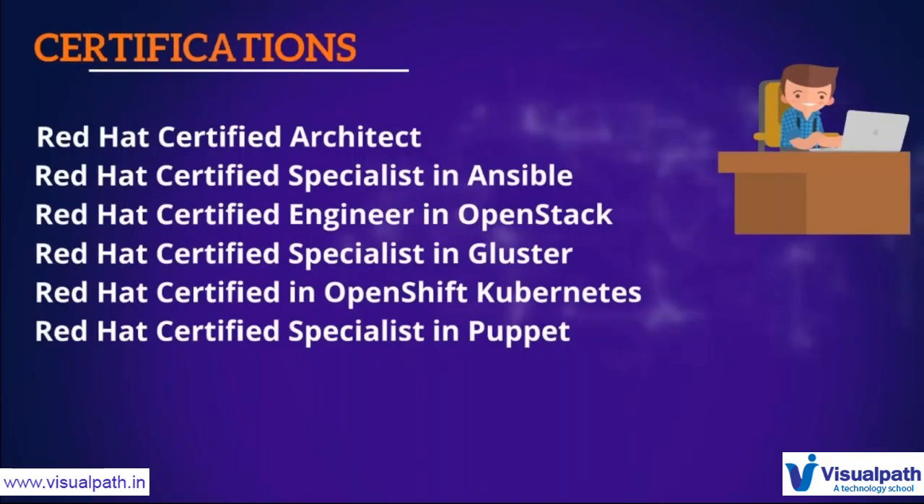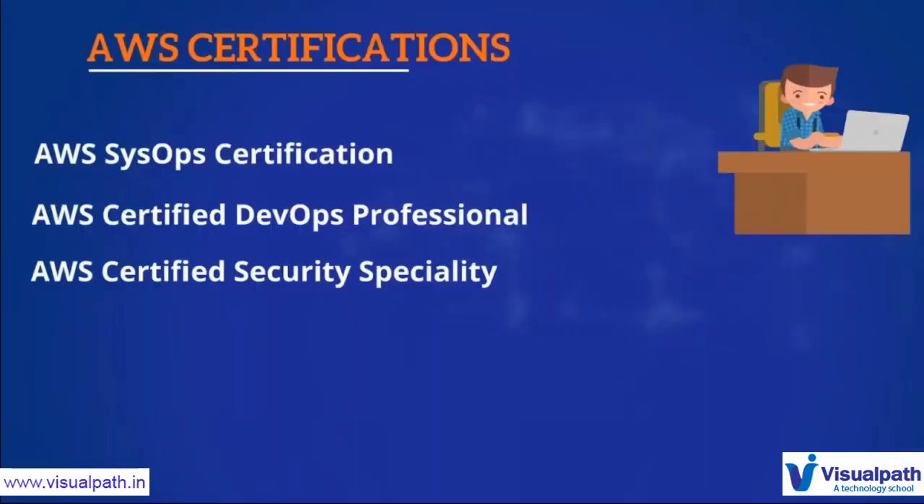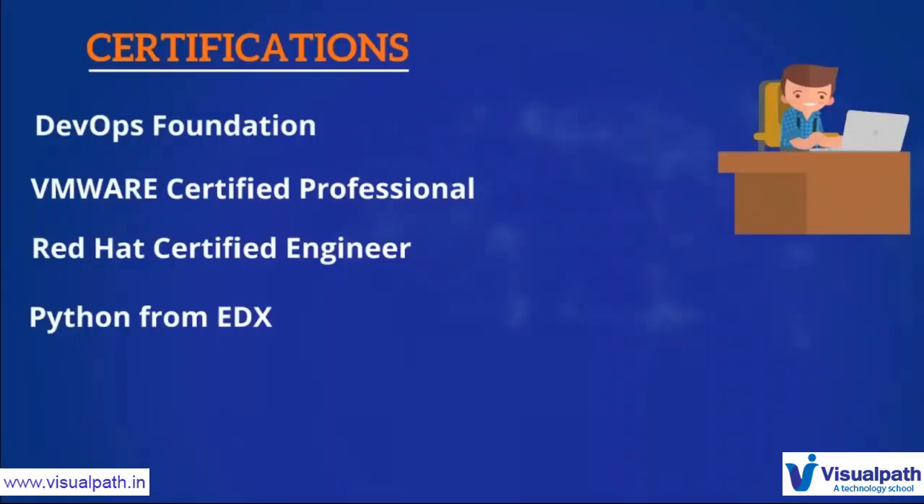I am certified in various areas in DevOps and cloud computing. In Red Hat, I'm certified in Ansible, OpenStack, Gluster, Kubernetes, OpenShift, and Puppet, and I'm a Red Hat architect. On the AWS side, I'm certified in SysOps, DevOps Professional, and Security Specialty. If you have any question related to certification, which certification is right or wrong, you can ask me at the end of the demo. I'll help you on that.